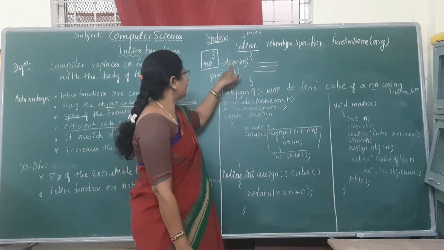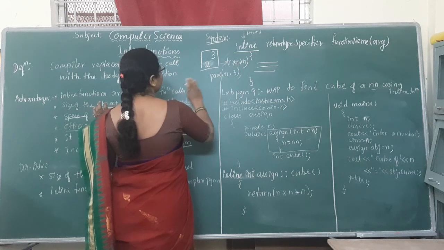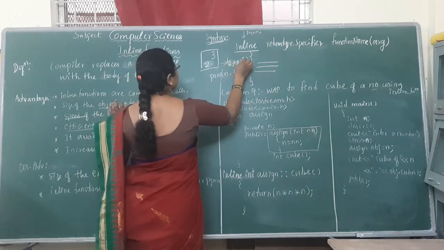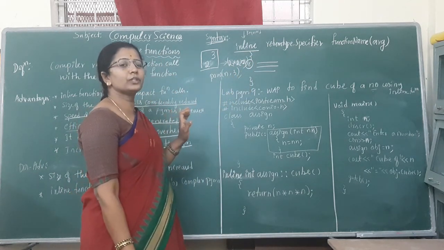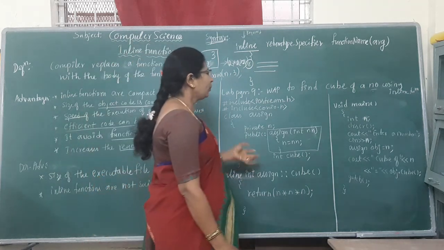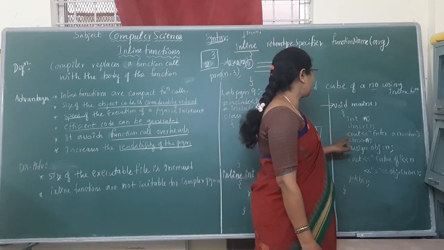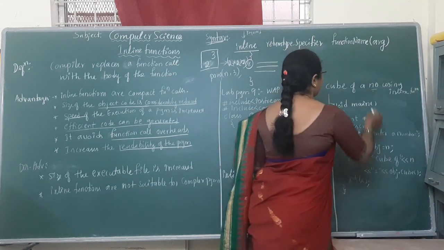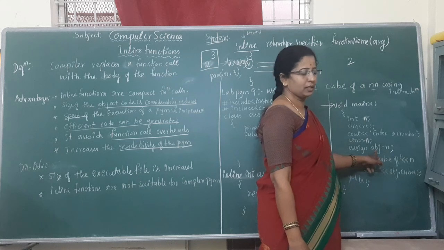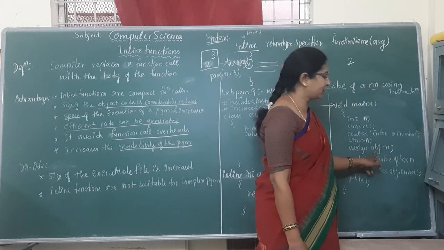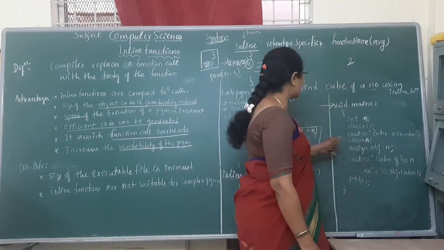Whatever n value you take, suppose the n value is 2: 2 into 2 into 2. 2 2s are 4, 4 2s are 8. You need to get the output as 8 for the cube of 2. So how will it execute? Program control will come to the main function. It will accept one value in n. I am giving n as 2. That n value I am assigning into the object, so 2 will be copied into the object. We are invoking the value along with the function. What is the function? Cube.